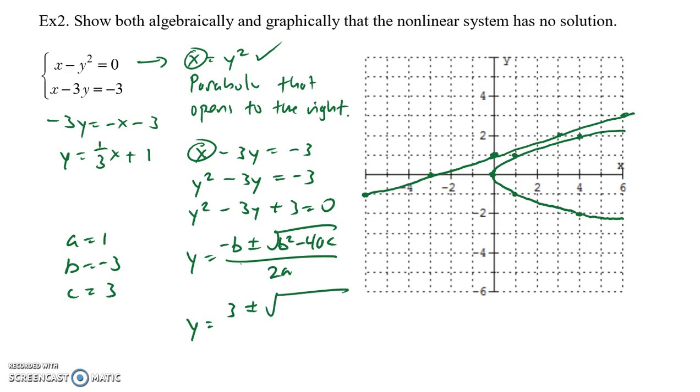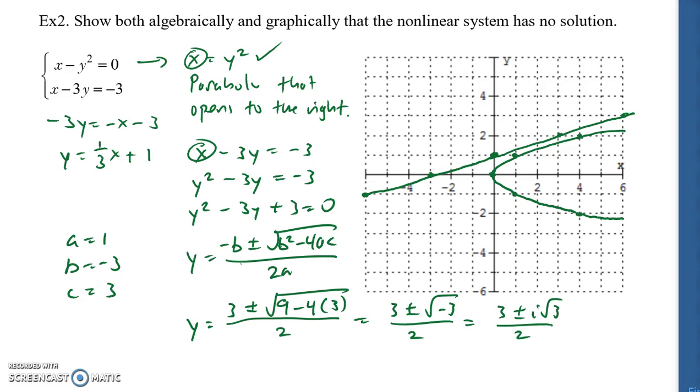If I substitute those values into the quadratic formula, I would obtain 3 plus or minus the square root of, b squared would be negative 3 squared, which is 9, minus 4 times a times c, which would be 1 times 3, which is positive 3, over 2 times a, which is 1, so that would just give us a 2. If I simplify this, it's 3 plus or minus the square root of 9 minus 12, which is going to give me negative 3, over 2, which gives me 3 plus or minus i square root of 3 over 2.